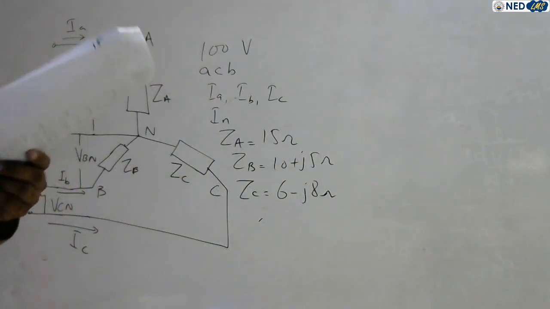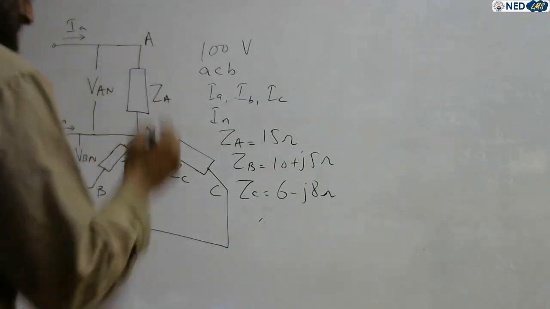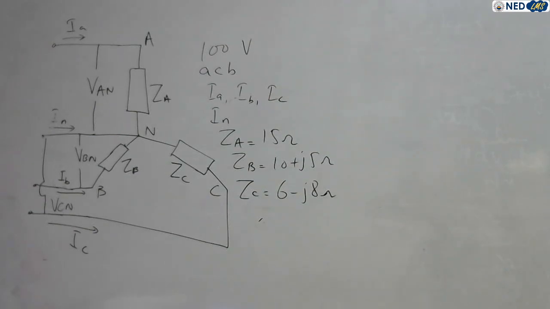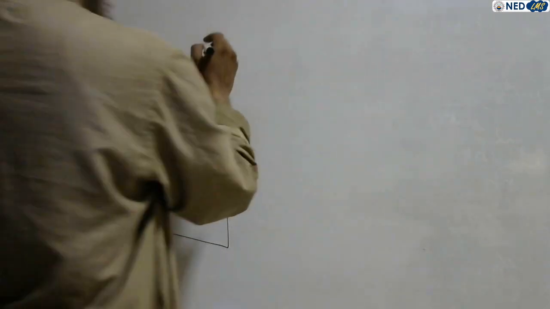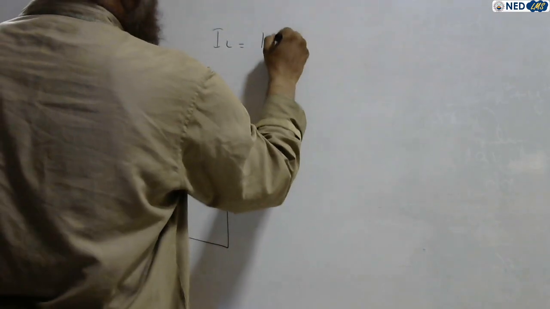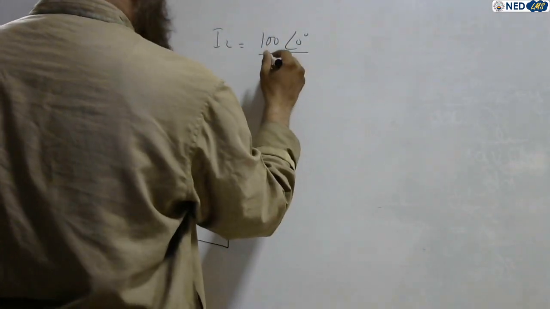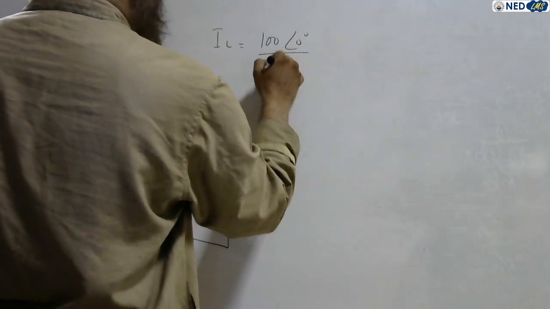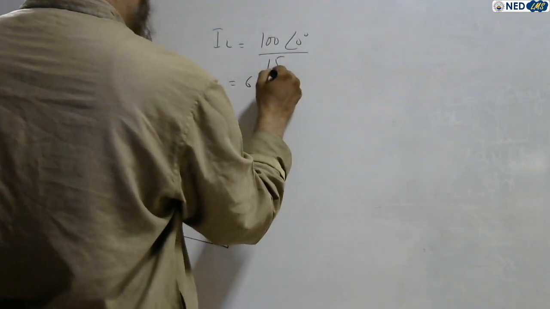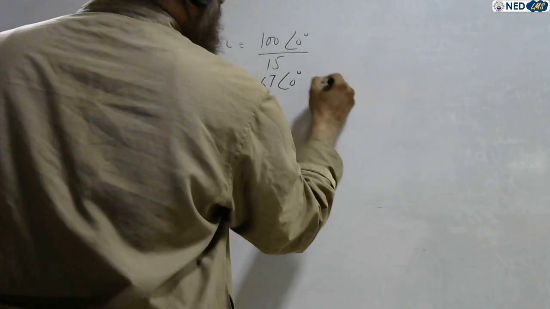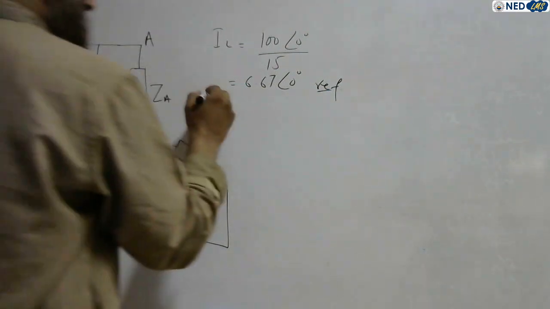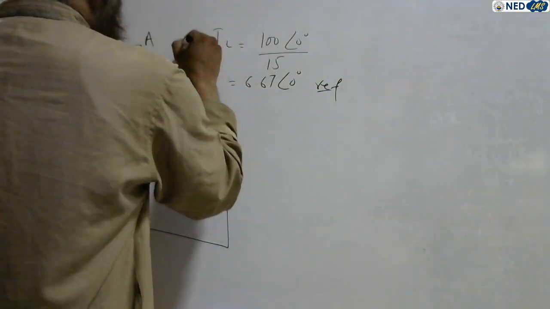So let's start the solution. What is line current? Line current is the ratio of voltage over impedance. So the voltage is 100 angle 0 degrees, and the impedance of phase A is 15 ohms. When you take the ratio, you will get 6.67 angle 0 degrees. Why 0 degrees? Because it is the reference. The first phase is termed the reference, right? So what is the second current? That is IB. This one was IA.